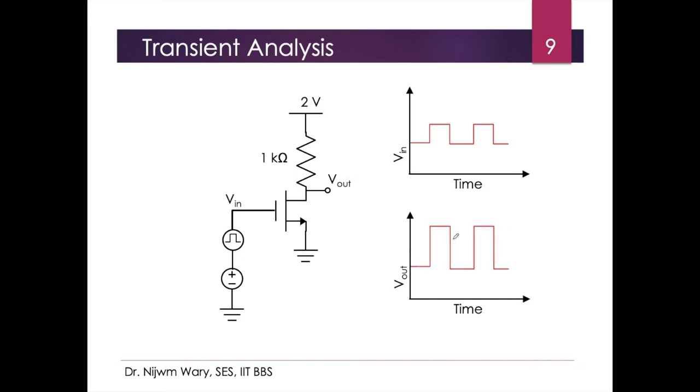Of course this will have both the small signal as well as the DC. So the small signal will be riding over this DC. Similarly, at the V out, there will be some DC and the small signal will be riding over this DC. This will be more clear as we go to the actual LTSpice example. Okay, this is a transient analysis.